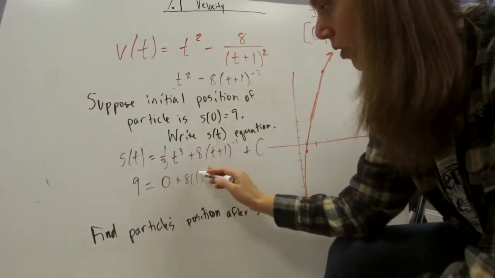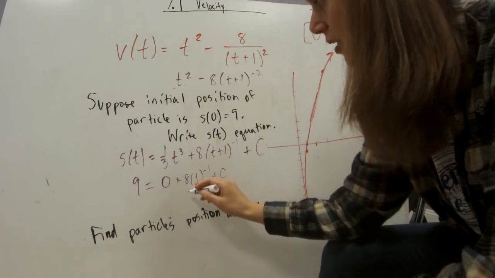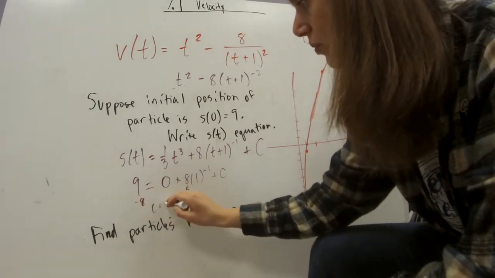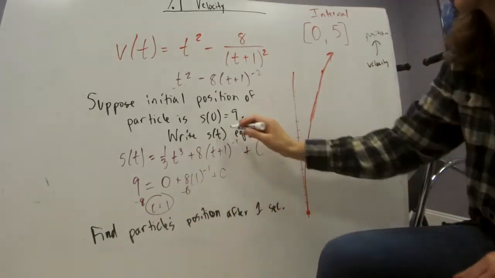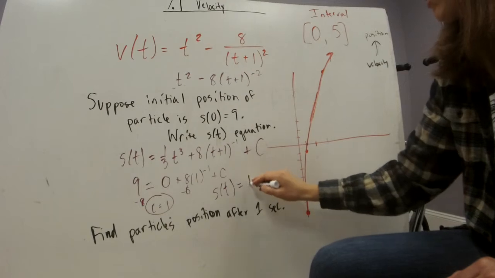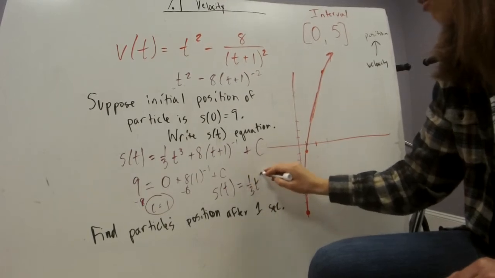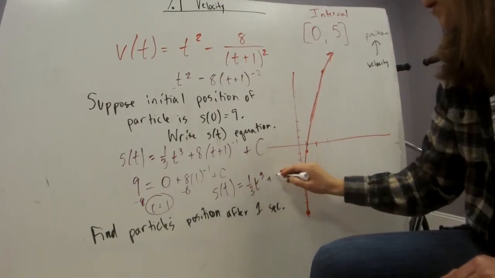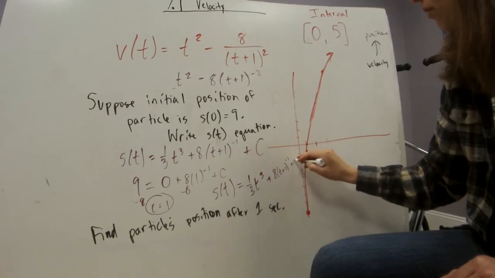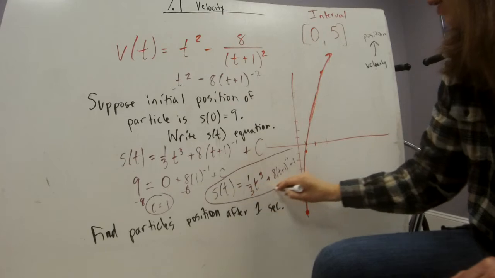So there we go. 1 goes to the bottom, but that's just that. So that's 8. So this is just 8. So if I minus 8 from both sides, I get c equals 1. So if I want to write the S of t equation, the position equation that we could graph, it is 1/3 t cubed plus 8 over t plus 1, to the -1, plus 1. Right? That's our equation right there.